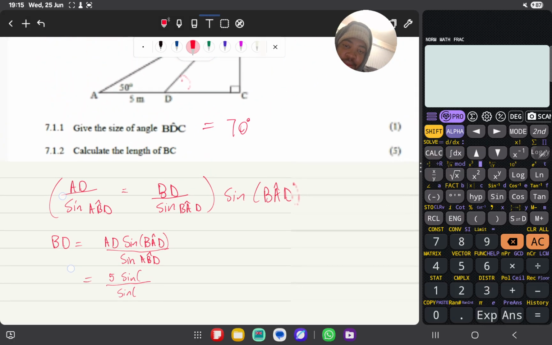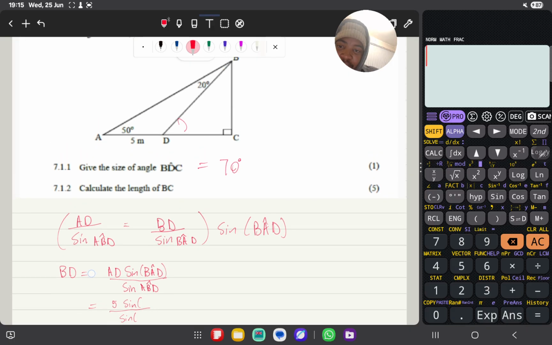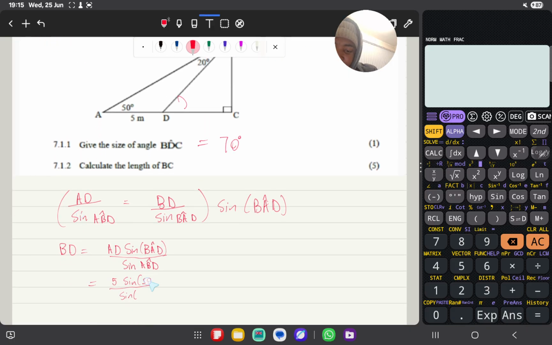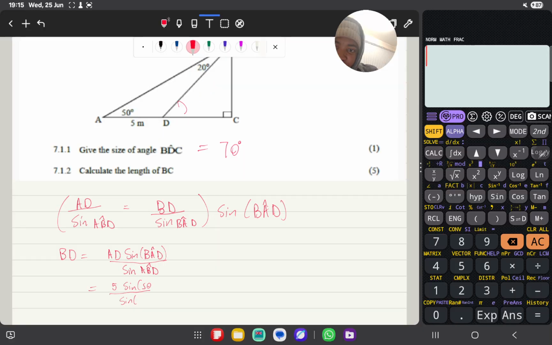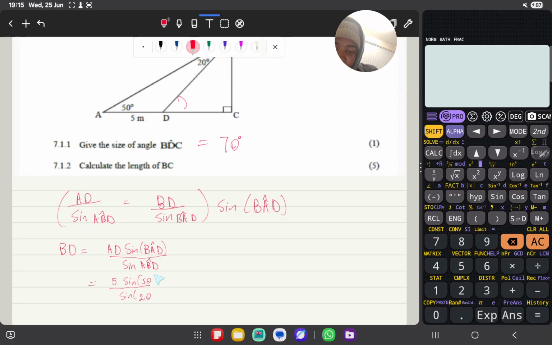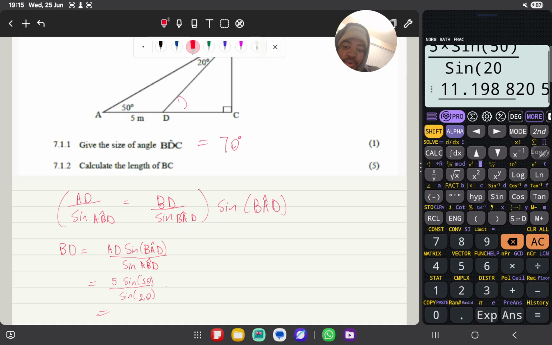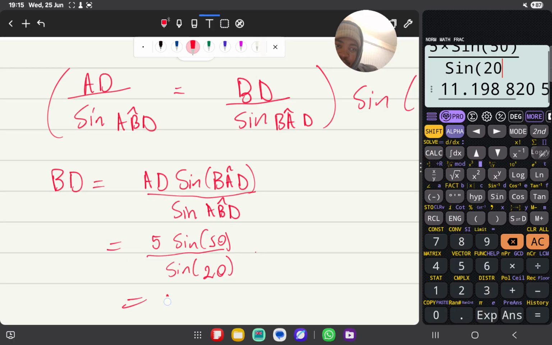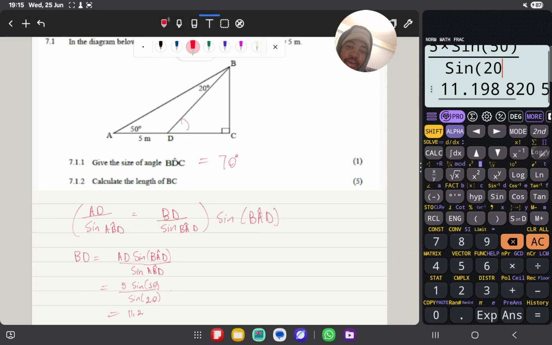When you do your substitution, this is 5, sine BAD, that is 50, and then that other one is 20. You press your calculator: 5 times sine 50, close bracket, divided by sine 20. And we are getting the value as 11.2. After you have 11.2, you have this length as 11.2.